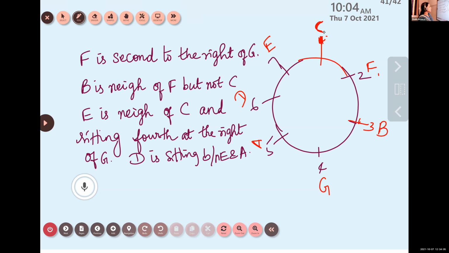F is second to the right of G. B is the neighbor of F, but not C. E is the neighbor of C. Whether E is neighbor of C? Yes. And E is sitting fourth at the right of G: 1, 2, 3, 4. D is sitting between E and A. Is it correct, Pranav? Whether the condition is satisfied, whether the seating arrangement is okay? Yes, yes. Are you able to do this?